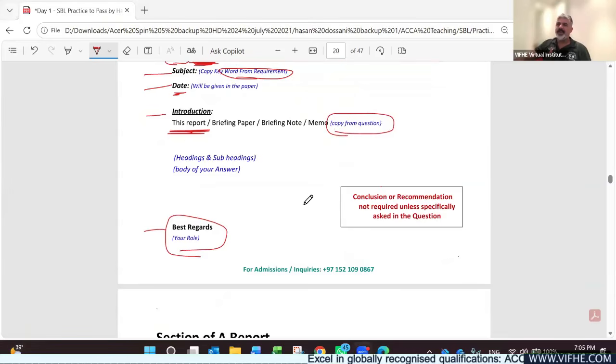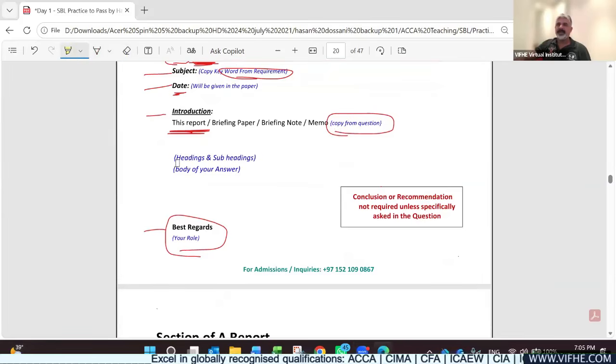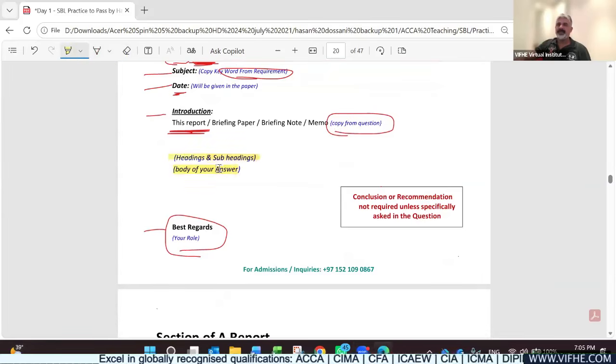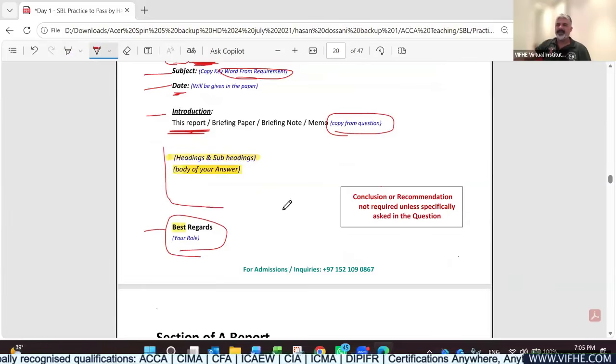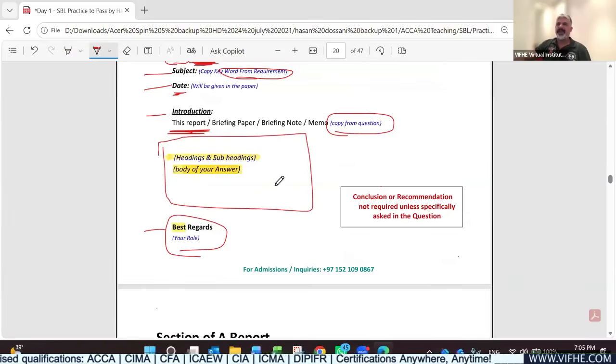Where will be your main answer? Main answer will be here, this one. So after introduction and before the closure, you will then type your main drafting.